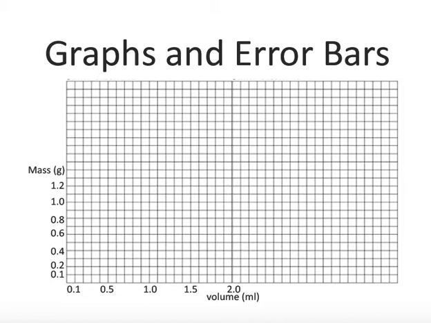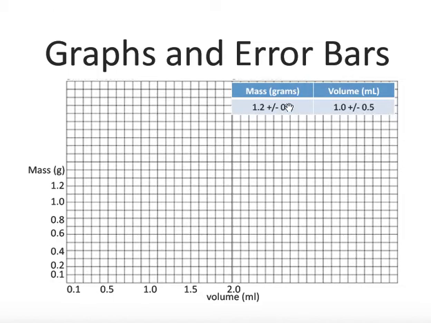So we have our graph here. Mass is on the y-axis, volume is on the x-axis. Notice the units, milliliter and gram. And notice we're going up by increments of decimal 1 on the x-axis and, in addition, decimal 1 on the y-axis.